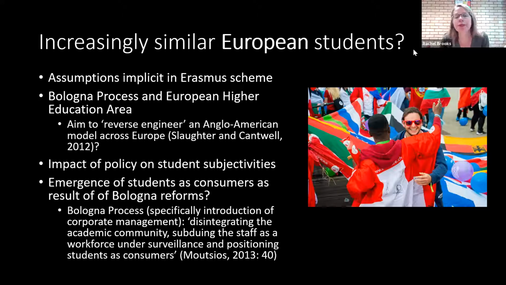So Stavros Moutsios, for example, has argued in his analysis of the Bologna process that the introduction of corporate management through this process has disintegrated the academic community. He argues it's subdued the staff as a workforce under surveillance and has positioned students as consumers. So within this literature, there's this argument that we've seen quite significant structural changes which have fed through into the ways in which students understand themselves.